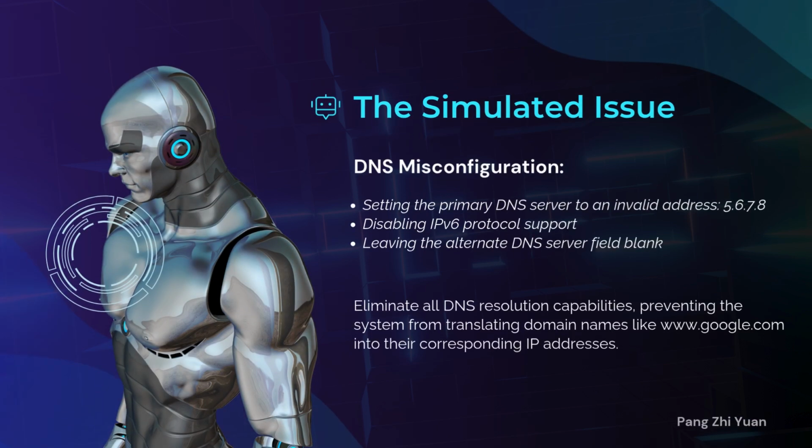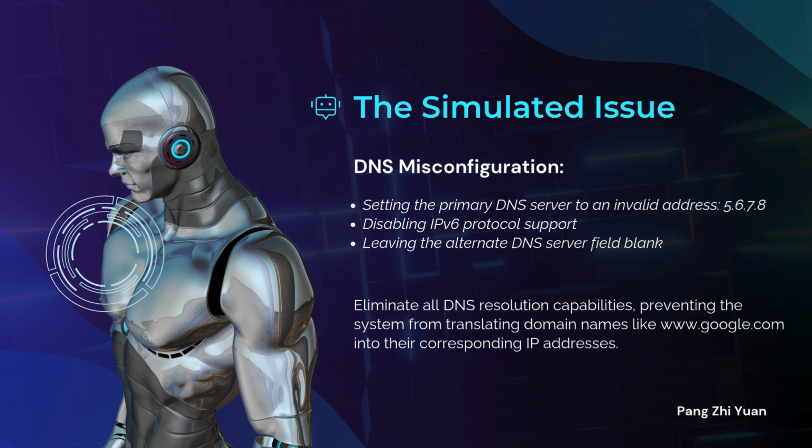The network issue chosen demonstrates how a simple DNS server misconfiguration can completely disrupt internet connectivity. For this demonstration, we intentionally created a DNS misconfiguration by setting the primary DNS server to an invalid address, such as 5.6.7.8.